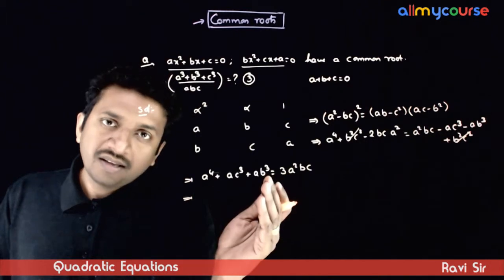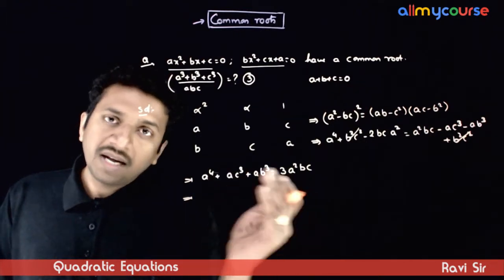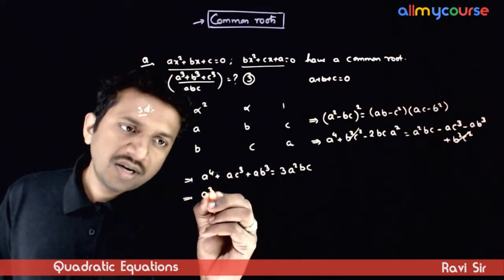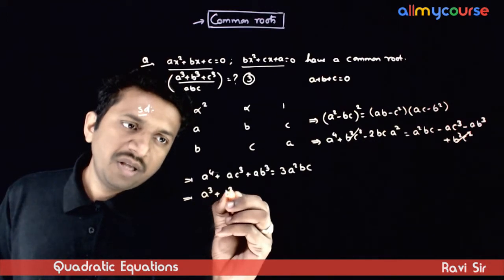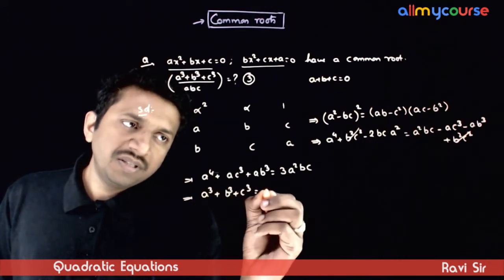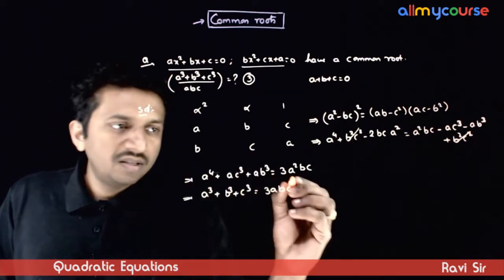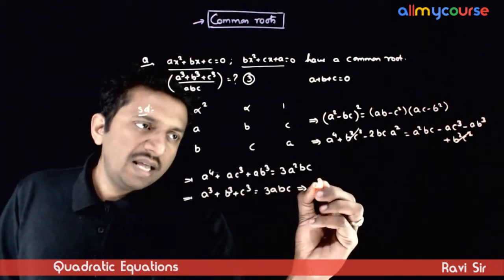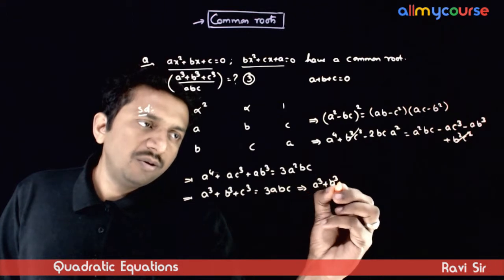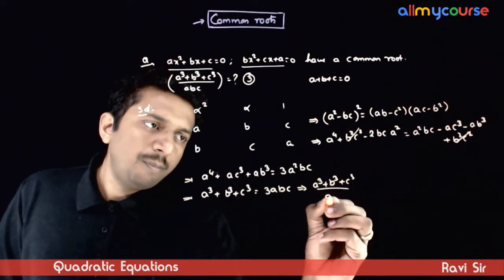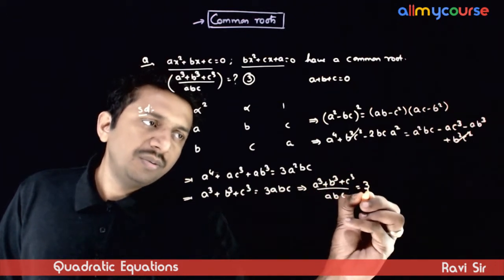You take an a common and cancel it on both sides. So you get a cube plus b cube plus c cube is equal to 3abc. So this implies a cube plus b cube plus c cube by abc is equal to 3.